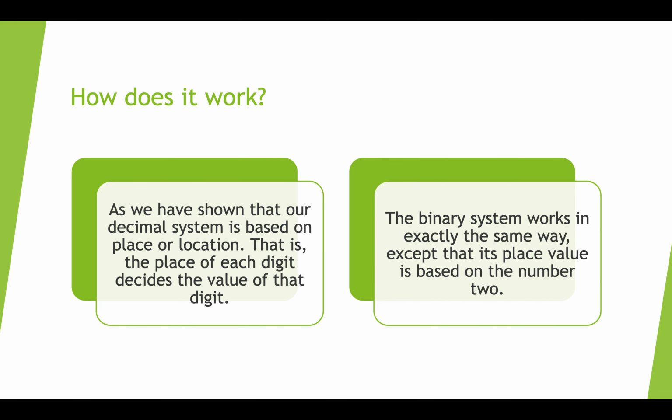How does it work? As we have shown that our decimal system is based on place or location, the place of each digit decides the value of that digit. The binary system works in exactly the same way, except that its place value is based on the number 2.